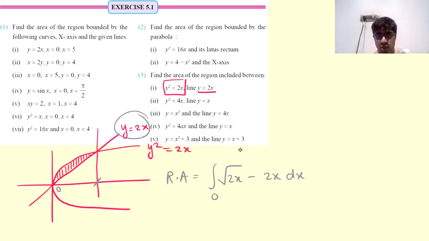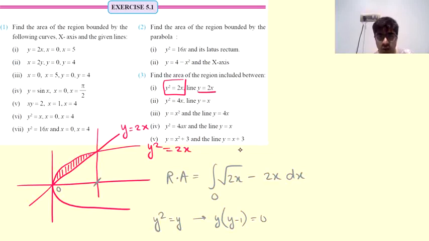So if y is 2x and y square is 2x, we can claim that y square will be equal to y. So y square minus y will be equal to 0. Pull out a y common. So you get y into y minus 1 equal to 0. So y will either be equal to 0 or y minus 1 will be 0. That is, y will be equal to 1.